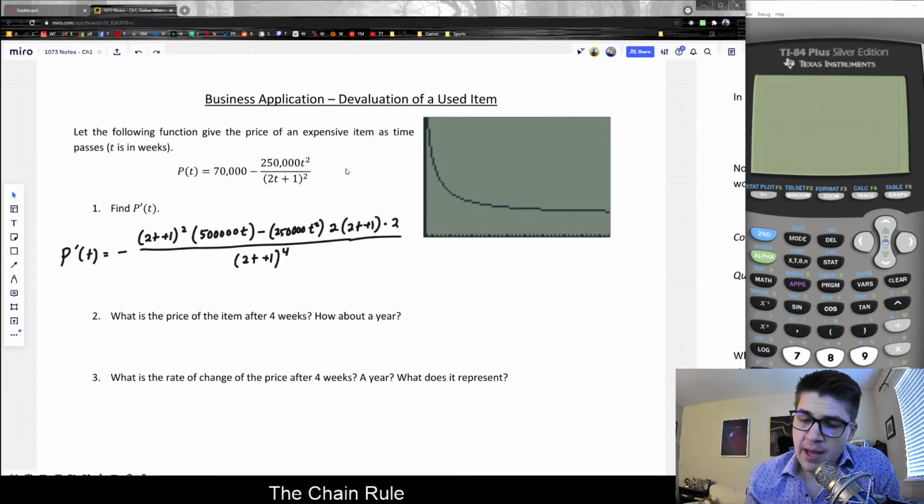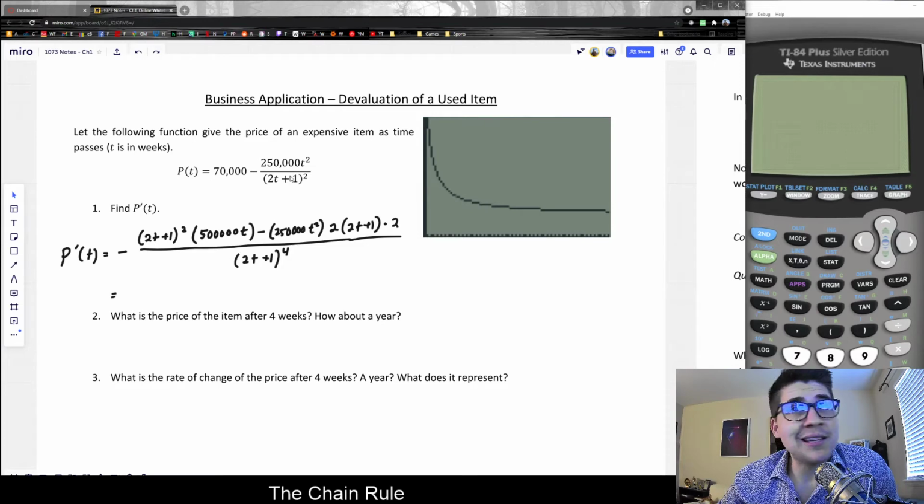And let's go ahead and clean it up. So on the top, and it probably was smarter just to expand the denominator so we didn't have to use a chain rule. If I was just to multiply this out first, I wouldn't have had to worry about it, and that might have made my life easier.